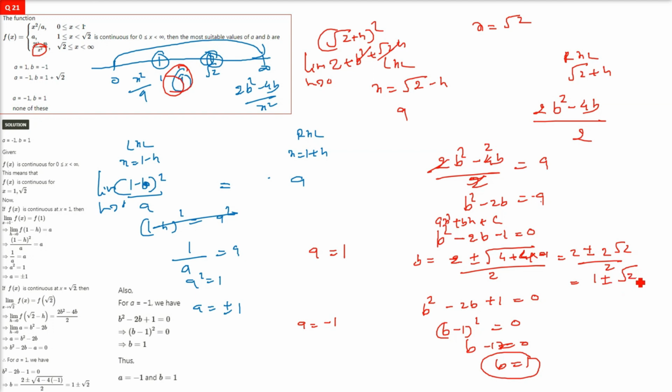So for a single a equals 1, you are getting two solutions. So this is not acceptable. For a equals 1, you are getting b as 1 plus root 2, and you are getting b as 1 minus root 2. That is not acceptable. So a is equal to minus 1, b is equal to 1. This is your answer.